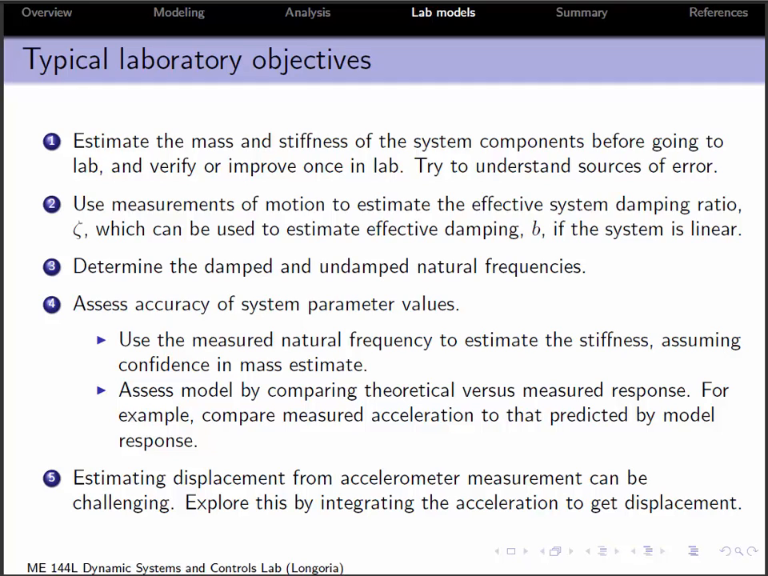So what are some things that we try to do in this lab? Well, we're trying to illustrate measurement. We're going to be using an accelerometer, but also take an opportunity to say, look, we have that model, so let's see how well we can estimate the parameters that we need for that model, mass and stiffness for the components, given geometry and material parameters. Usually that's a pretty straightforward process. There's usually some uncertainty, but you can then verify or improve those once you get into the lab.